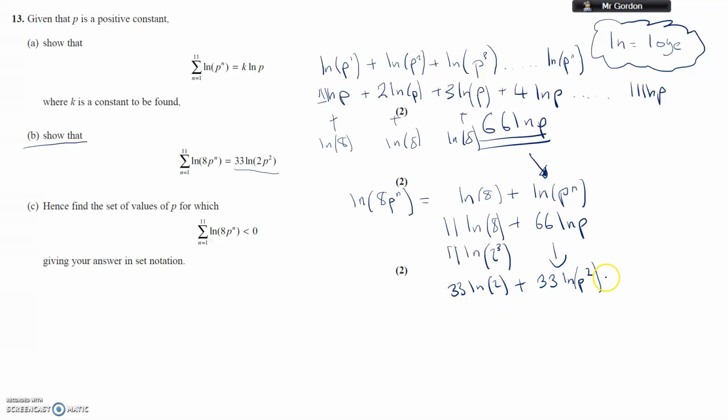I can add these together. If you're adding, then you multiply what's in the brackets to combine your log term into 1. So I get ln 2p squared is the final answer. Alright, so that's what we had to show.